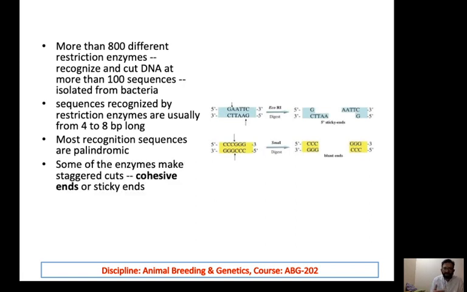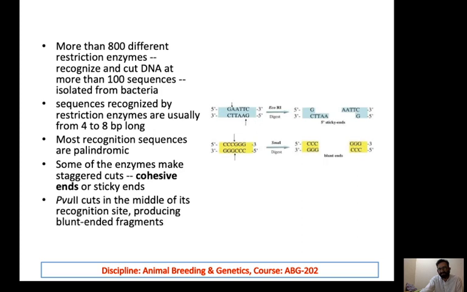Reading from one side from left to right means the same as reading from right to left on the bottom strand. That is basically palindromic. Some of the enzymes may produce cohesive ends and others produce sticky ends. For example, PvuII cuts in the middle of its recognition site, producing blunt, non-sticky ends.